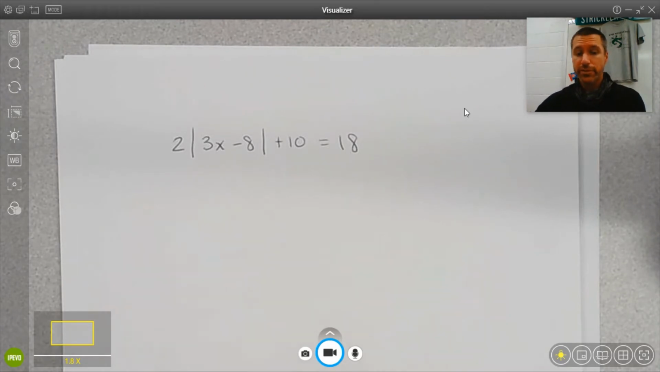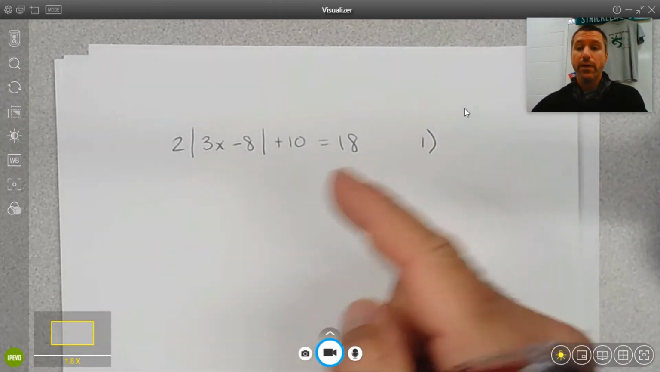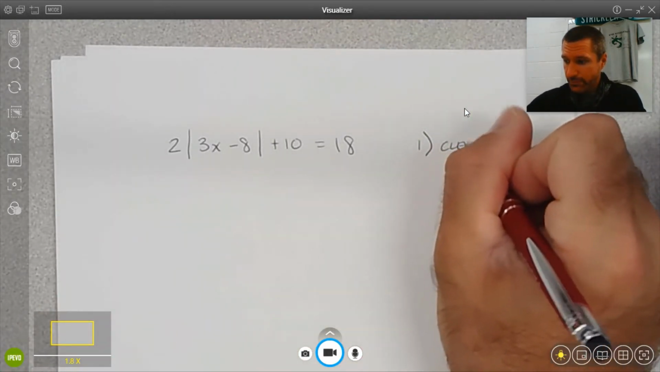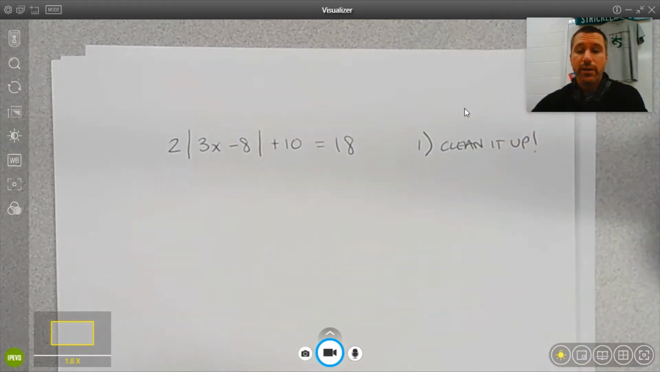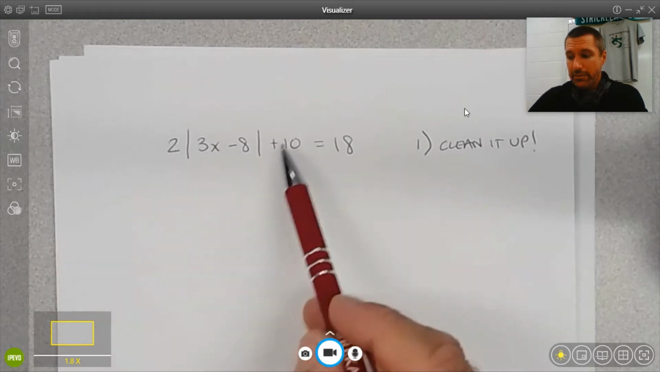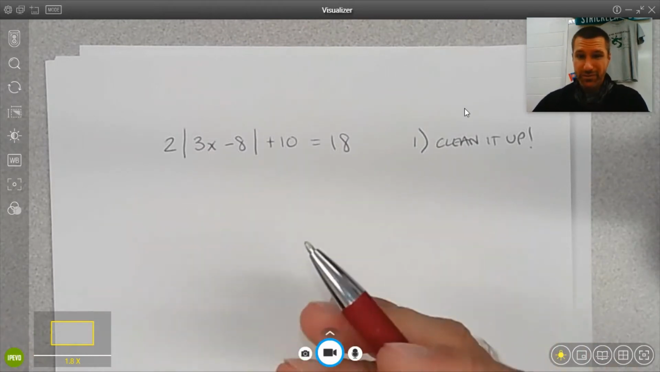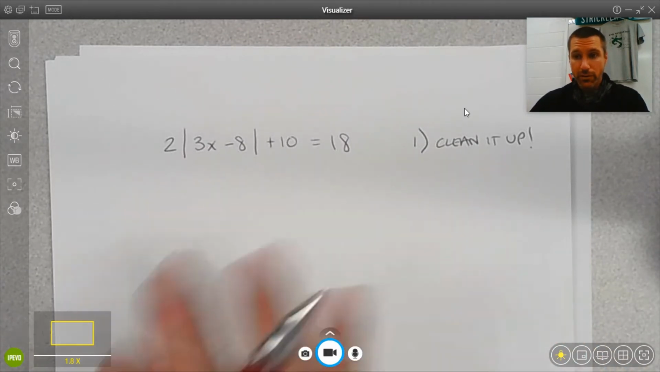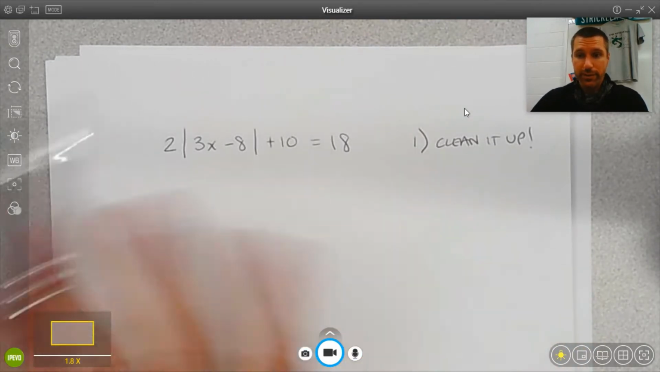So I have predetermined steps that I want you to identify every time we do one of these. My first step is called clean it up, which simply means get rid of everything around the absolute value symbols and narrow it down to just that on one side of the equation. We have some extra stuff here: the plus 10 and the times 2. Those things need to go. What I don't want you to do is distribute across the absolute value. We're not going to do that.